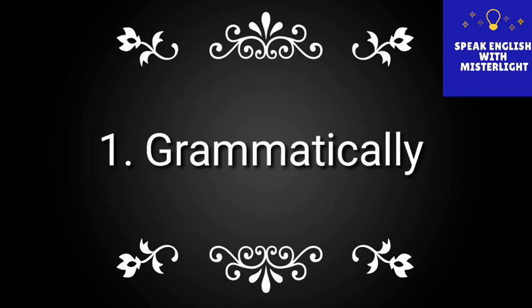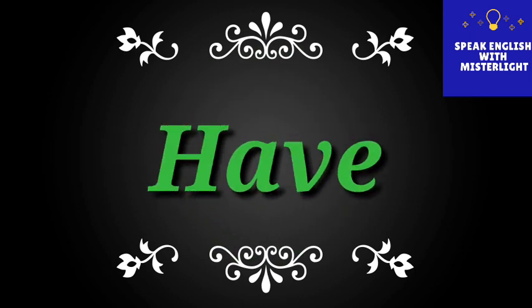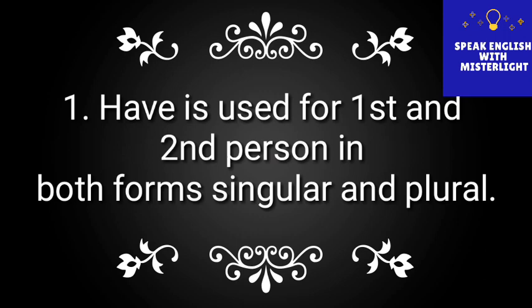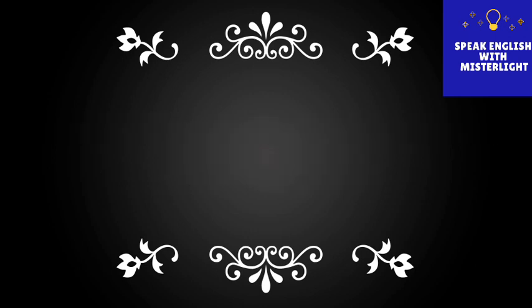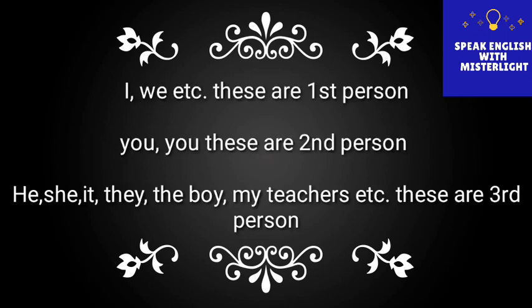About have: have is used for first and second person in both forms, singular and plural. Have is also used for the plural forms of third person. For those who don't understand what person is and how to identify it, think about the situation. Sometimes we say that I'm the best, you are second, and all the other people are third class, I don't care about them. So person is like that.